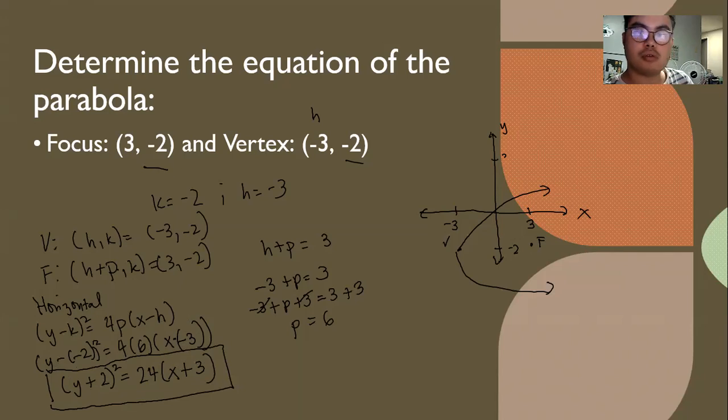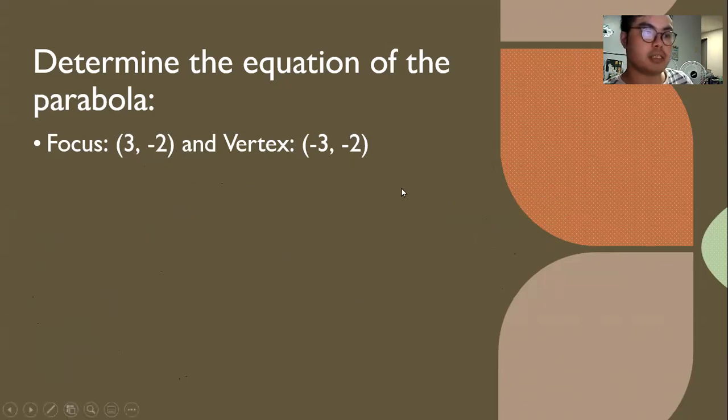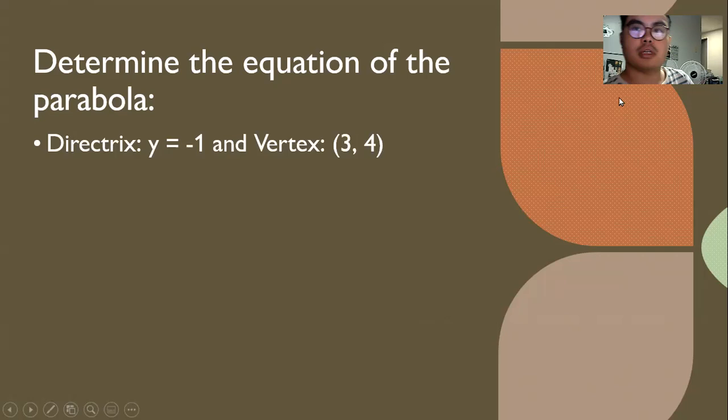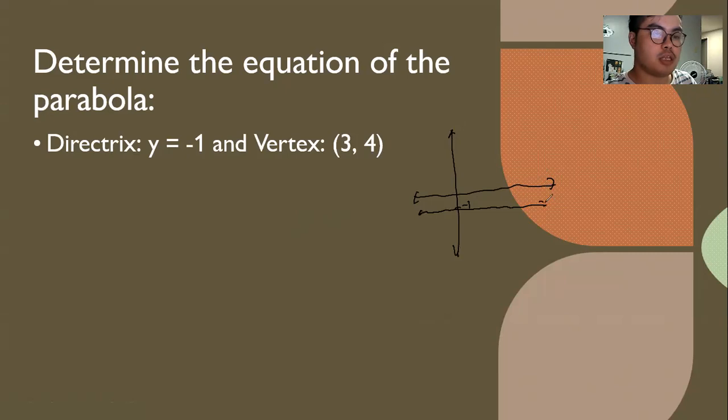Okay, so now we're going to proceed to the equation wherein the vertex and the directrix are given. Pag sinabing directrix kasi, ito yung line. It's either nasa baba or nasa taas ng vertex. So we're going to draw a line again, a partition plane. So this is negative 1. So our y is equal to negative 1. Tapos ang vertex natin is x, then 4 yung y. So ito po yung vertex natin.